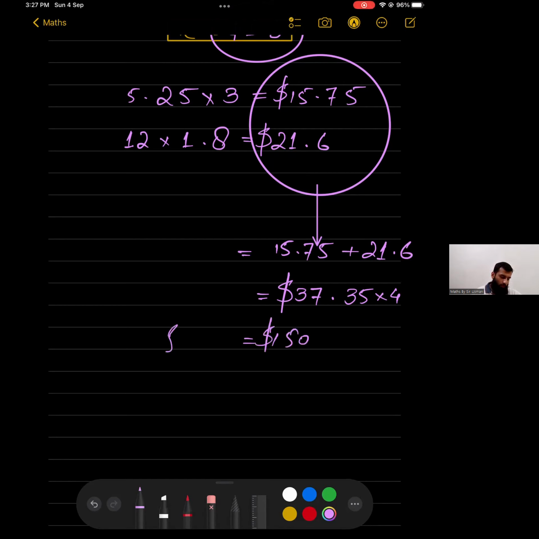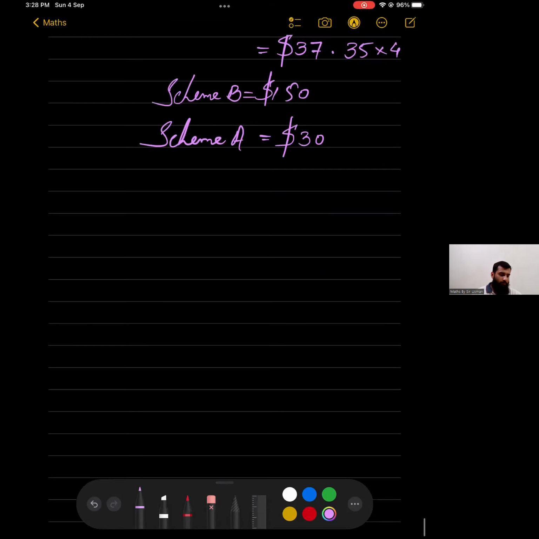So scheme B is giving us $150. The cost is coming to 150. What was the cost of scheme A? The cost of scheme A was $30 only. Now, can any one of you tell me which one is cheaper?